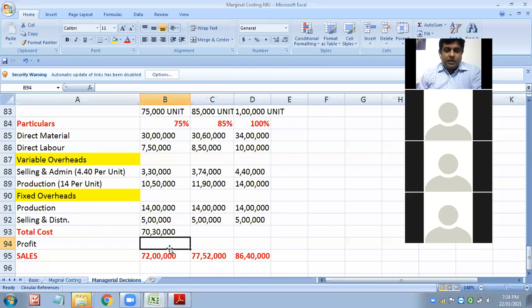So what is the profit? Minus it from 72 lakh. 1 lakh 70,000.